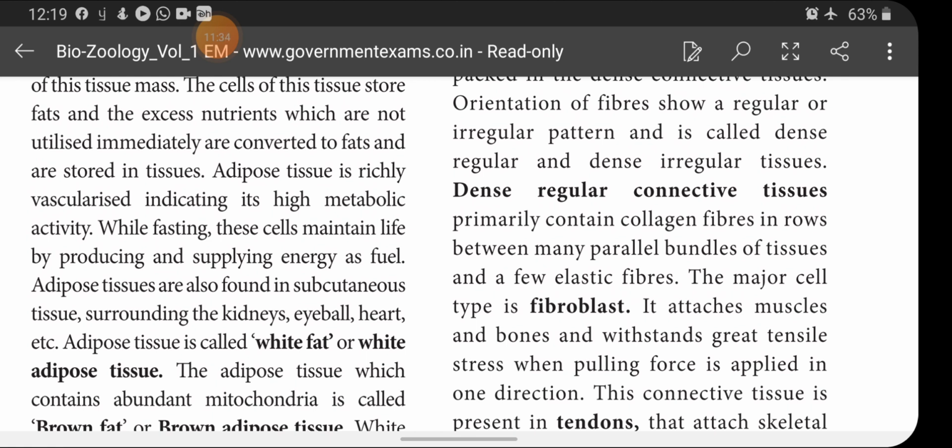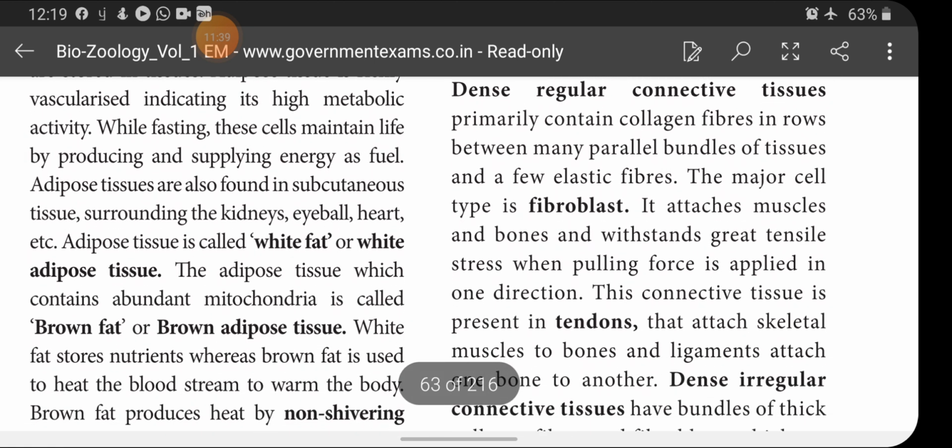The major cell type present in the dense regular connective tissue is the fibroblast. Where it is present, it attaches muscles and bones and withstands a great tensile stress when a pulling force is applied in one direction. This connective tissue is present in the tendons. You know very well, a tendon is a tensile structure which helps to attach the muscles to bone.